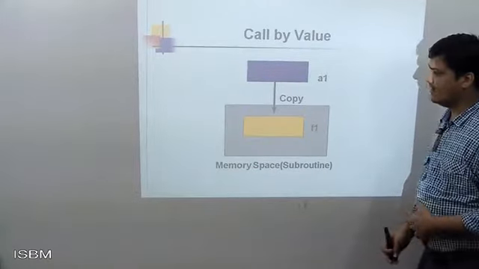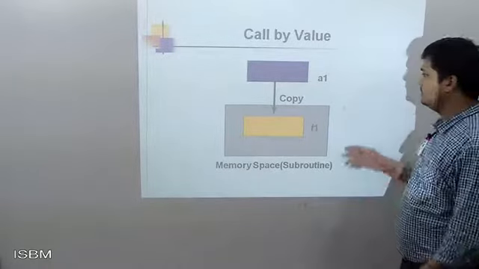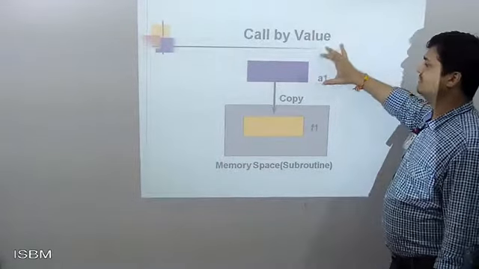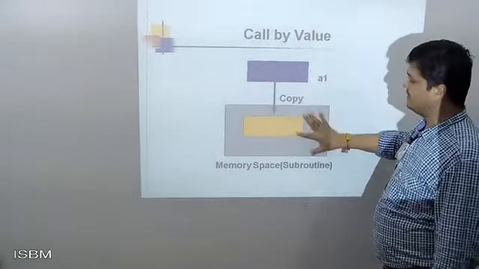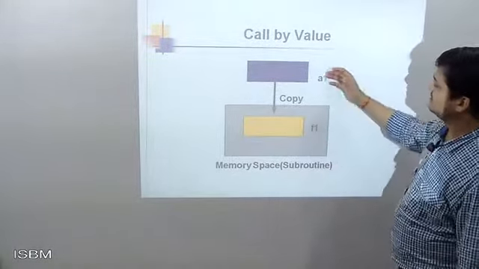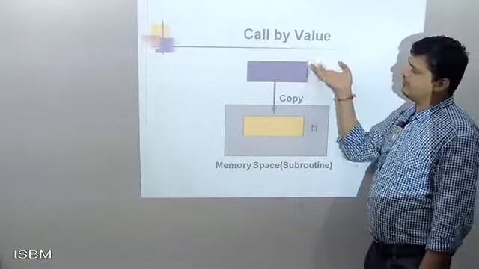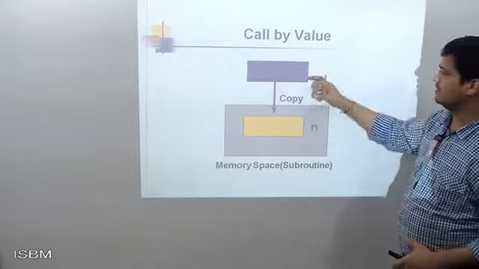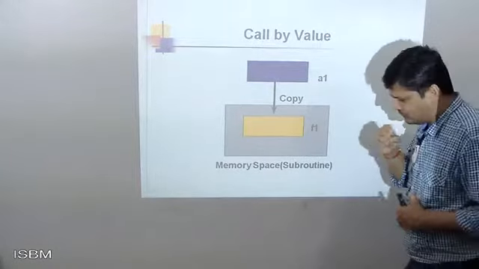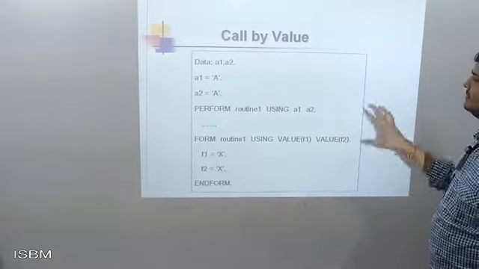Then we can see call by value. What exactly is call by value? Call by value copies the value. This A1 is a variable which we are going to copy into the subroutine, which has its own memory space. So in call by value we are passing a value from one place to another place. It is basically copying from one place to another, and we can see call by value over here.